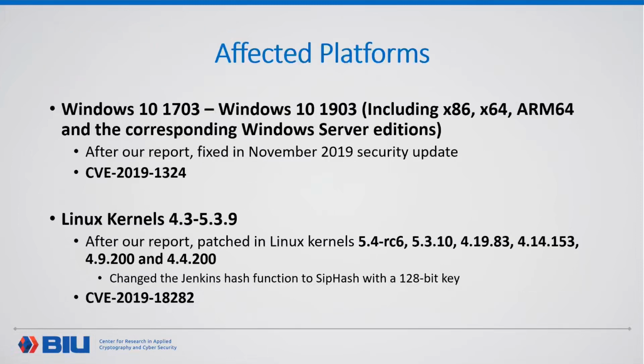Affected platforms of these attacks are Windows 10 versions 1703 till 1903, and it was fixed in November 2019 security update. For Linux and Android, Linux kernels 4.3 till 5.3.9 are vulnerable, and the fix was to move to the SipHash with a 128-bit key.